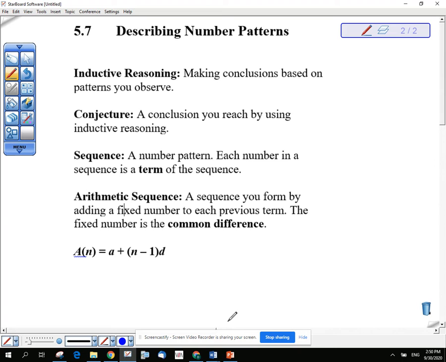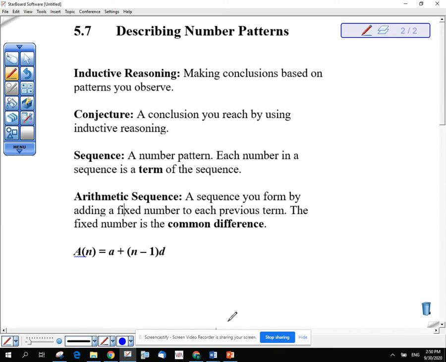A sequence is a pattern of numbers, a list of numbers where we can identify what's going on, and again, maybe make predictions, make a conjecture about what would come next once the sequence has ended or has become unknown at a certain point, the next number that is. And then all that to just say this: an arithmetic sequence is a sequence you form by adding a fixed number to each previous term. The fixed number is called the common difference.